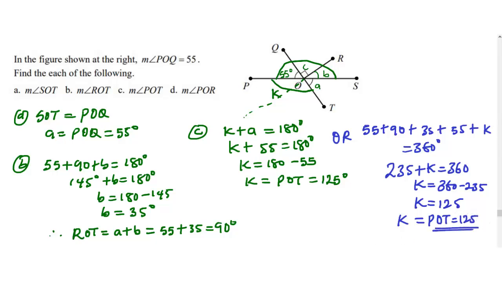Then let's look at POR. Excuse me. What is POR? POR, that's straight to the point. This is the angle covered by POR. So it comprises 55 plus C. That's straight to the point. So we can say that POR will now be 55 plus C, which is 90. And so 55 plus 90 will give us 145 degrees.